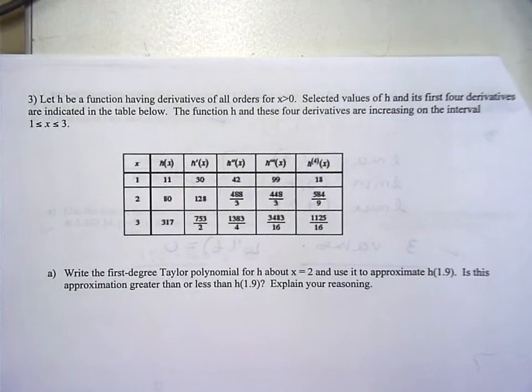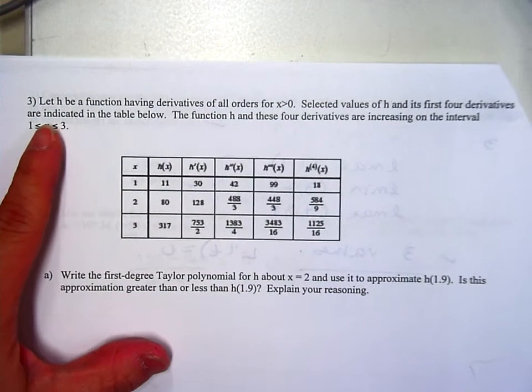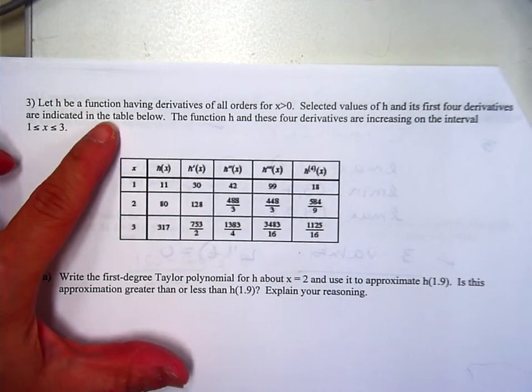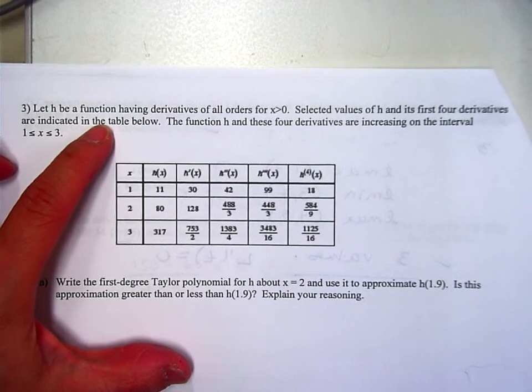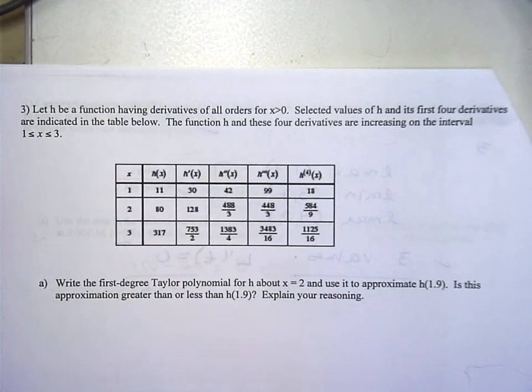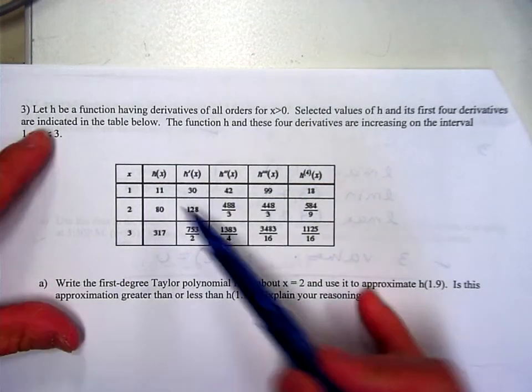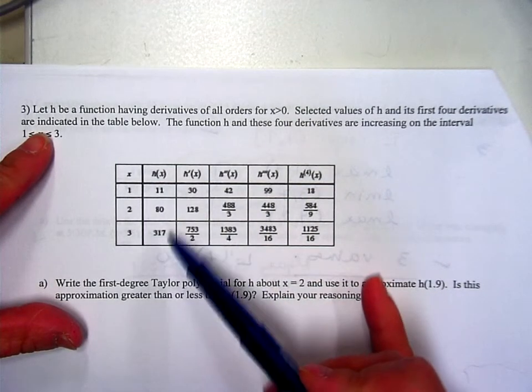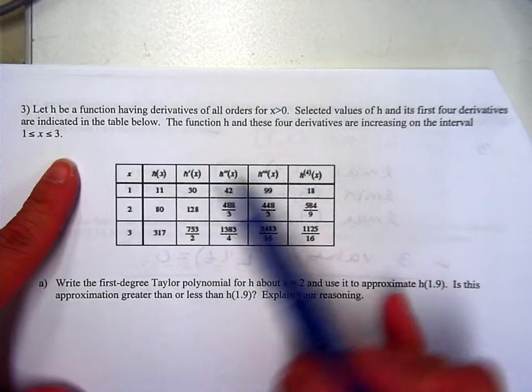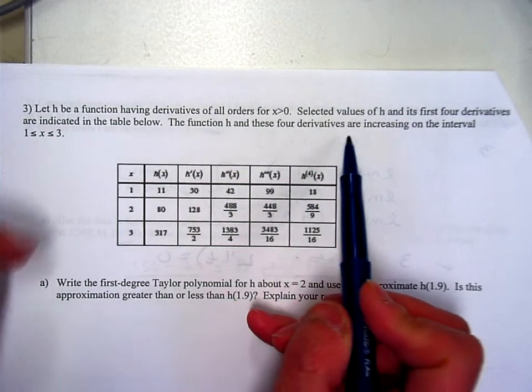Okay, the third question is another tabular problem. It tells you there's a function h having derivatives of all orders for x greater than 0. All that means is that the first derivative exists, second derivative, third derivative, fourth derivative, etc. It gives you certain values for h and the first four derivatives. It says the function h and these four derivatives are increasing.